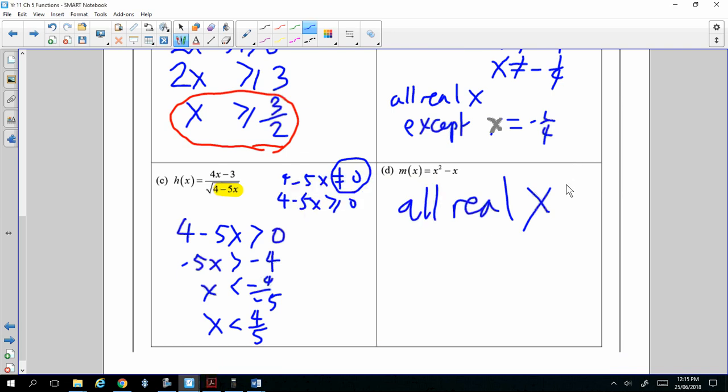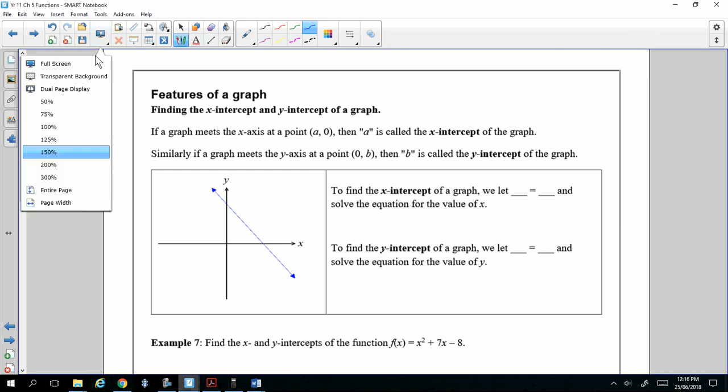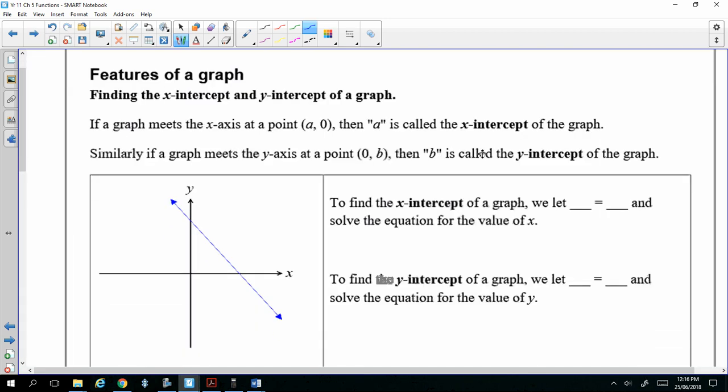All right, now we're going to look at the features of a graph. Let's continue on. Features of the graph. We're going to look at the x and y intercept of a graph. What's an x and y intercept? The x-intercept is where it crosses the x-axis. Okay? So the point (a, 0), which is this point here, is called the x-intercept. So the a in (a, 0) is the x-intercept. And then (0, b) is where it crosses the y-axis. We call the b the y-intercept.